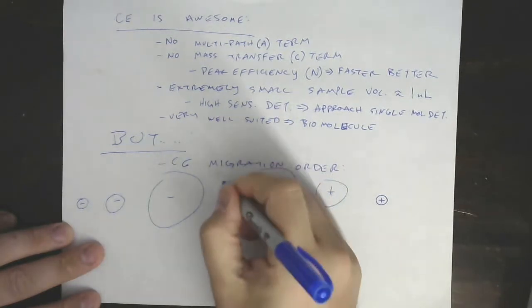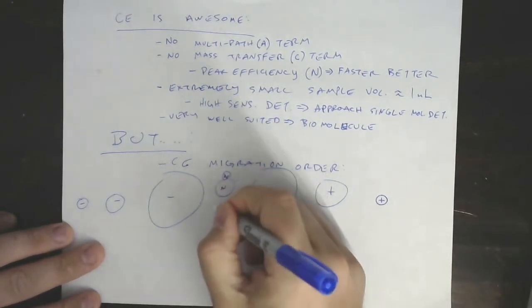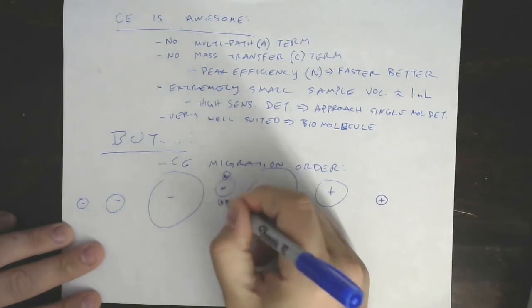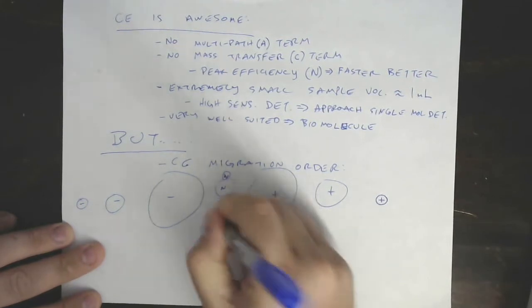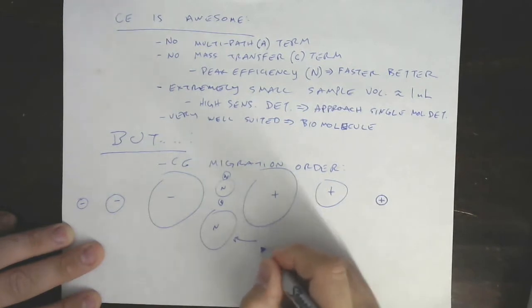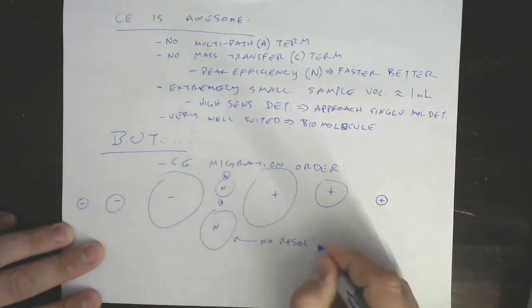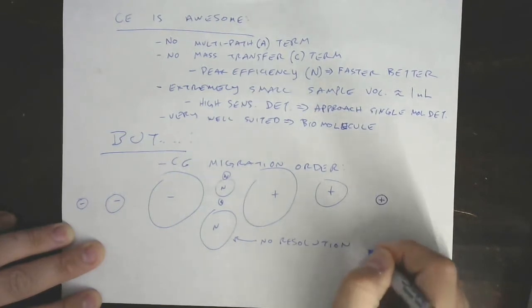What's right in the middle? Right in the middle are all of our neutrals, and it doesn't matter what their size is. They have no charge. They can be little tiny things. They can be enormous things. They have no charge, and so we get no resolution of any neutrals.